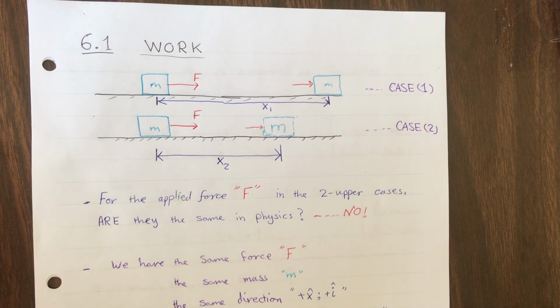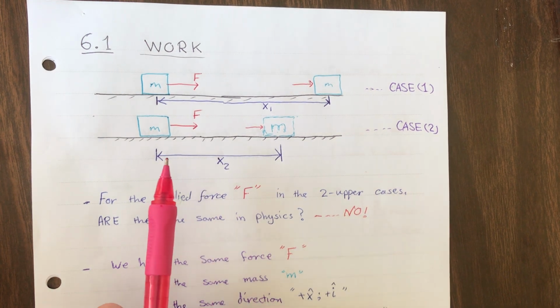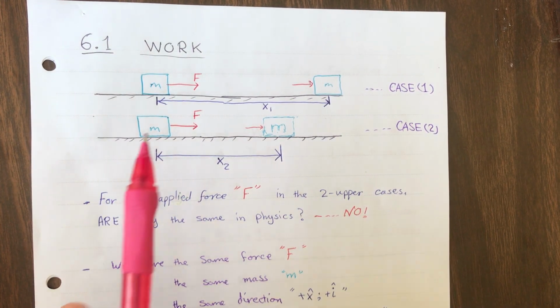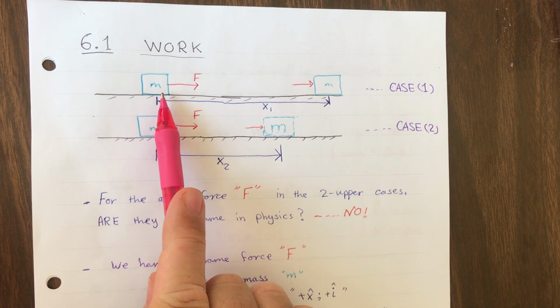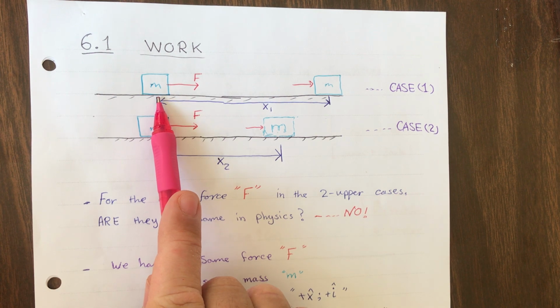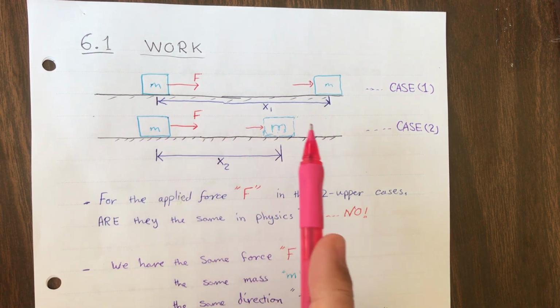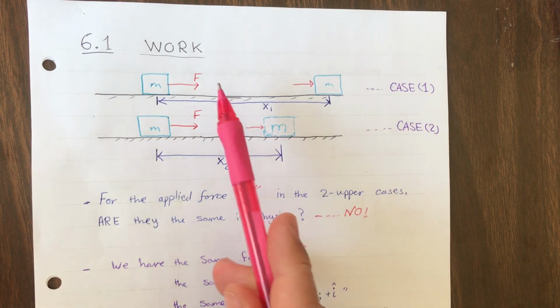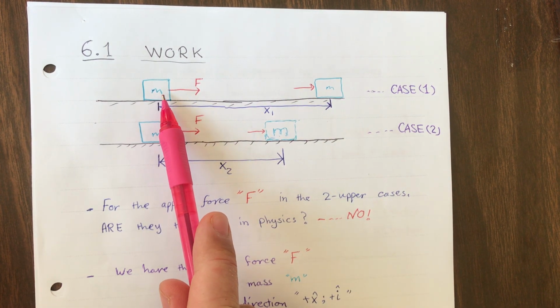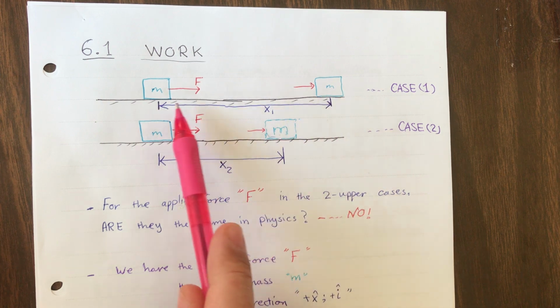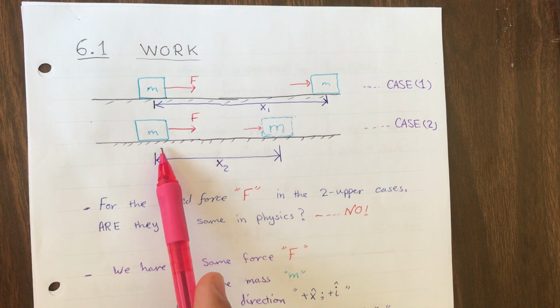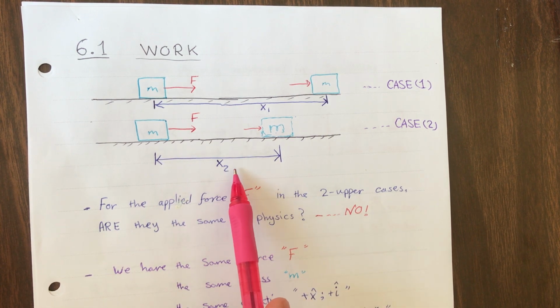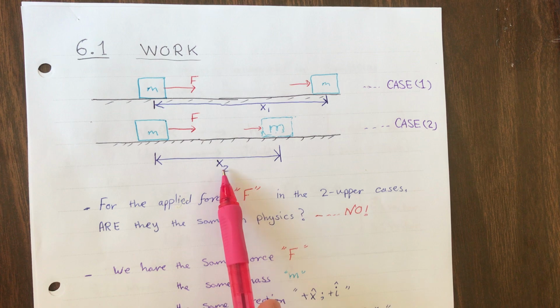Hi students, now we will move to the new chapter, which is chapter 6, section 1, which is work. As we look here, we have an applied force on an object which has mass m, and we have two cases. In the first case, this force moves the object a distance x1, and in the second case, the force moves the object a different displacement, which is x2.